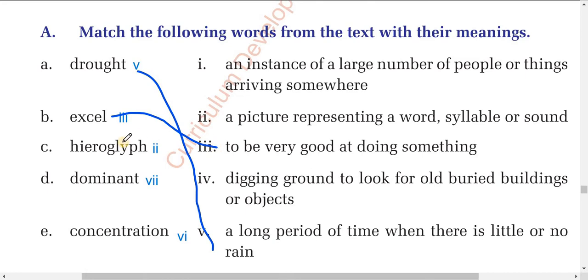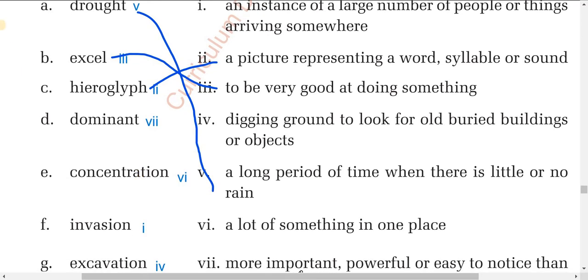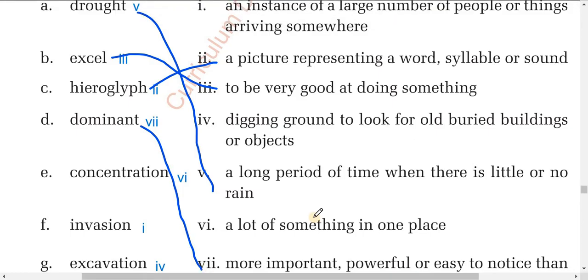Hieroglyph. Hieroglyph means a picture representing a word or syllable or sound. Now dominant. So let's see dominant here, VII. Dominant means more powerful and important, or easy to notice. Okay, dominant, dear students.